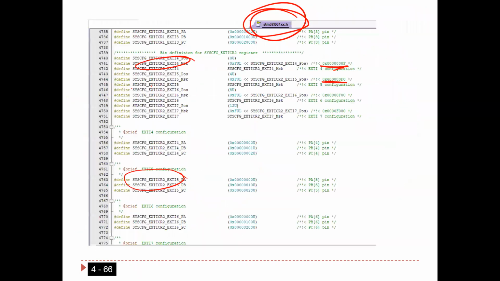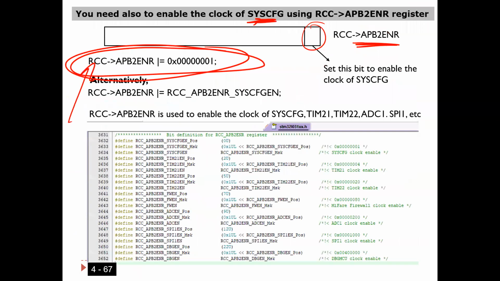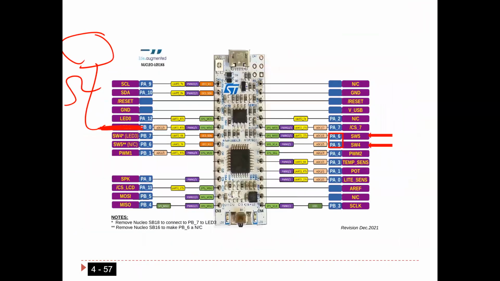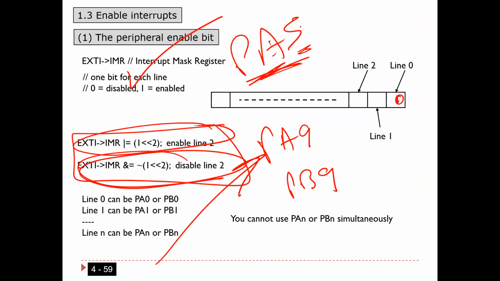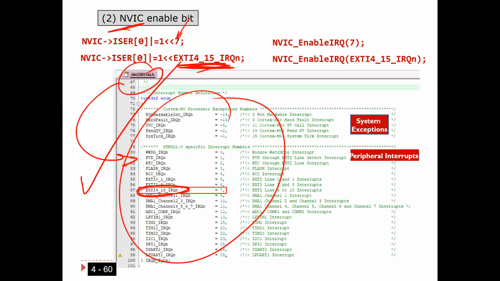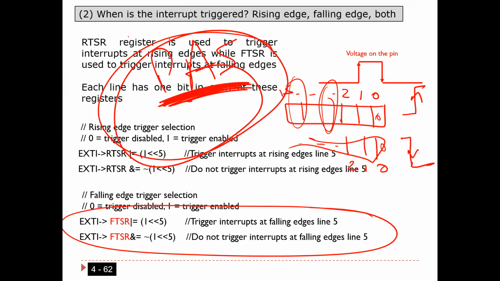Anyway, what else do you have? I'm done, so let me summarize what I said. Every time you want to use the external pin, number one, you have to enable the peripheral enable bit, or you can use the NVIC enable bit here as well. You have to do the configuration for the pin. You have to do the configuration for the interrupt. You want to trigger the interrupt at rising, falling, or both.